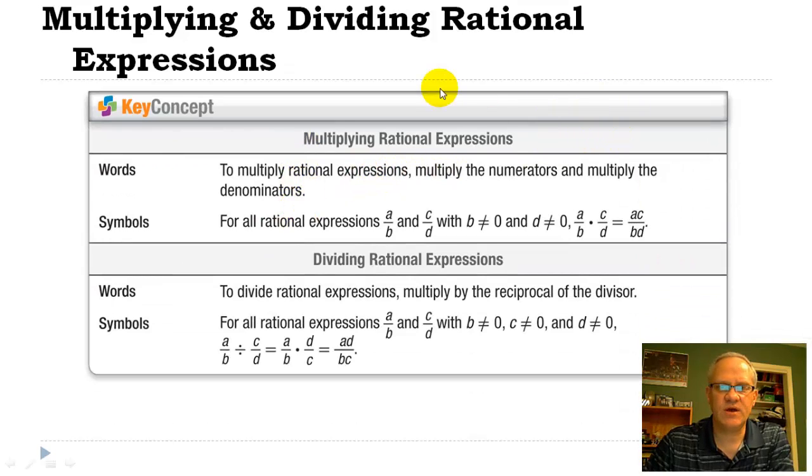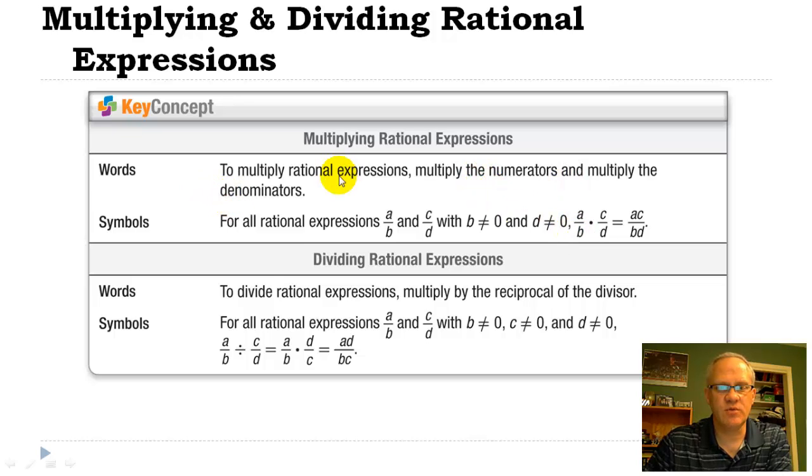Alright, so here on this screen we're talking about multiplying and dividing rational expressions. What we've done up to now is we've simplified them, but we're going to take it one step further now, and we're going to divide and multiply with them. All this little blurb is doing is reminding us how we multiply and divide fractions.